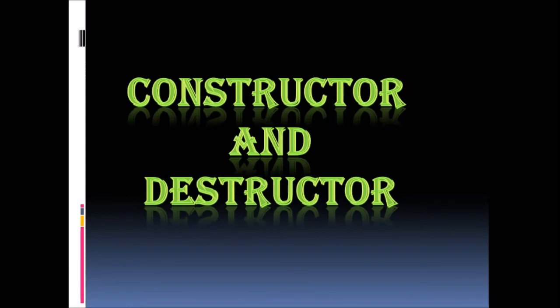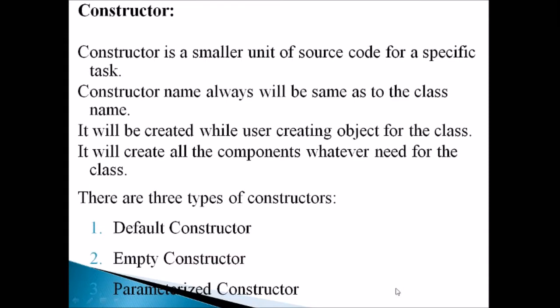Next let us see constructor and destructor. You might be familiar with this concept called constructor and destructor, isn't it? Let us see one by one. First let us see constructor. A constructor is nothing but a smaller unit of source code for a specific task. Like a method, a constructor is also created to perform a specific task. It can also be defined as a smaller unit of source code to perform a specific task.